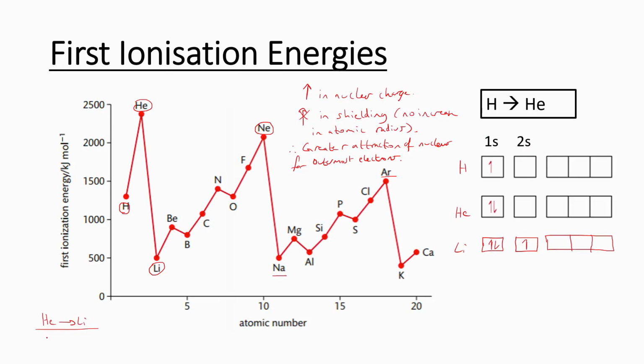So we have an increase in nuclear charge because the atomic number of lithium is 3 and the atomic number of helium is 2. So we have an increase in nuclear charge, more protons in the nucleus. But we also have an increase in shielding.